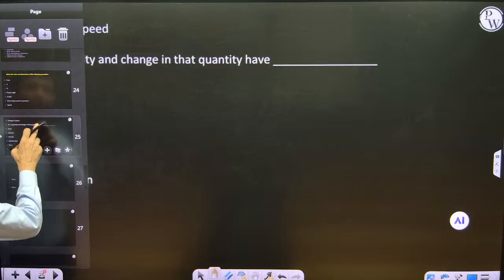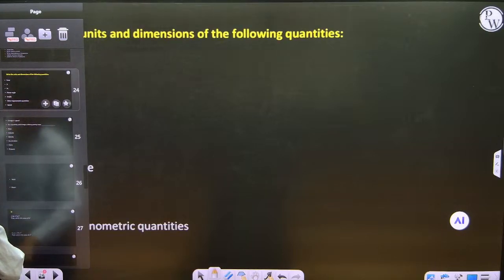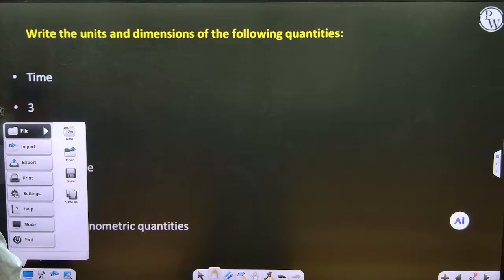Till where we had done, do you guys remember? I'll have to check the notes, otherwise.